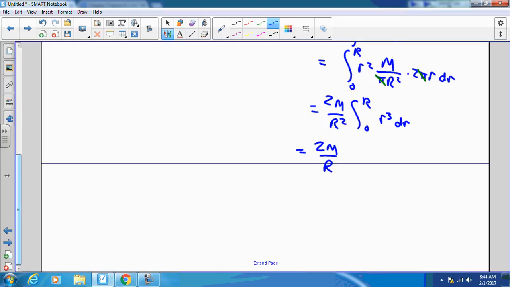So we get r to the 4th over 4, from 0 to big R, which gives me 1/2 of M big R to the 4th divided by big R squared, or 1/2 of M R squared.